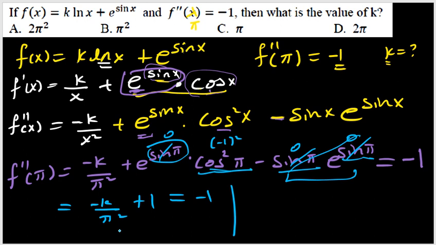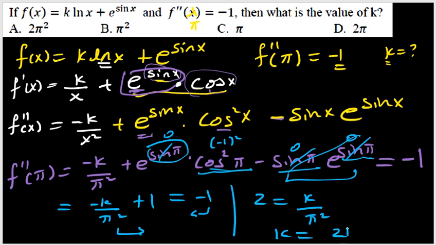Then we can shift the k to the other side and bring the negative 1 to the left. So 2 is equal to k over pi square. If you multiply by pi square, the k value will be 2 pi square. So the answer is going to be A.